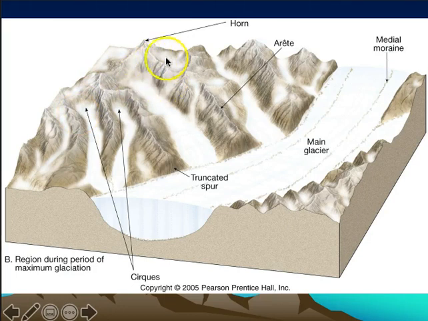Where cirques surround a peak, they can carve out a horn, think of a pyramid-shaped mountain peak. A long, steep-sided ridge between two glaciated valleys would be an arête. If we were to look at a glaciated valley in cross-section, we see that it takes on a U shape as opposed to a V shape, which are formed by stream erosion.